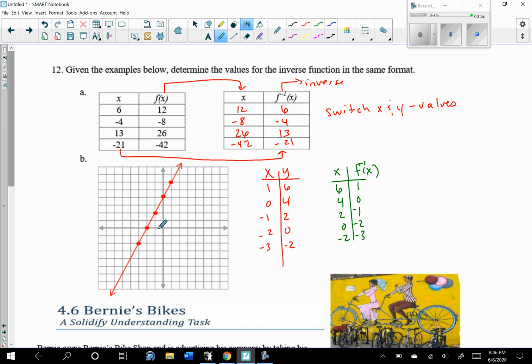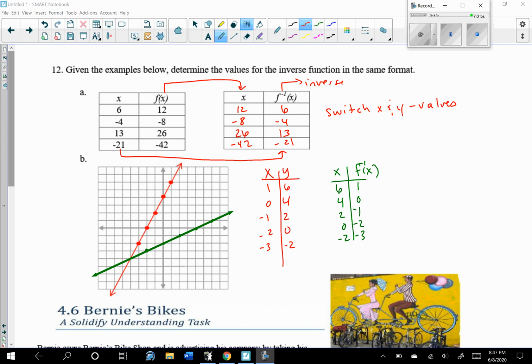So we have the point 6, 1, 4, 0, 2, -1, 0, -2, and -2, -3. And we can use our ruler to connect the dots. And now we have our inverse graph.